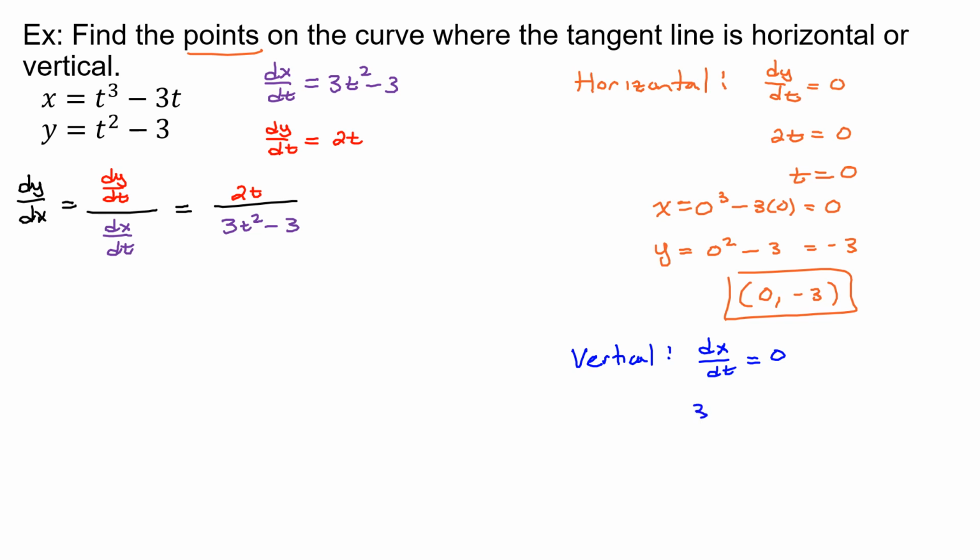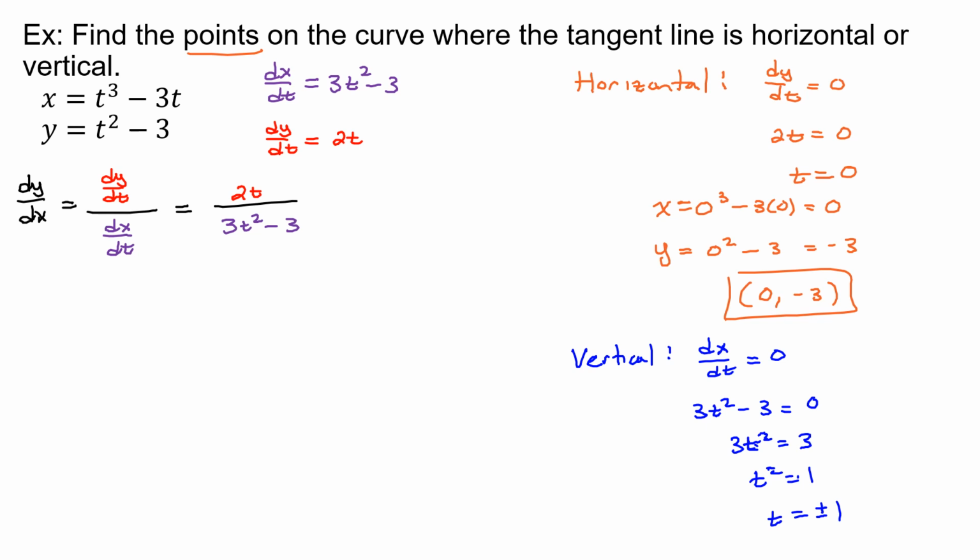So I'd have 3t squared minus 3 equals 0. That would give me 3t squared equals 3. Or t squared equals 1 if you divide by 3 on both sides. So t would be plus or minus 1 if you took the square root.